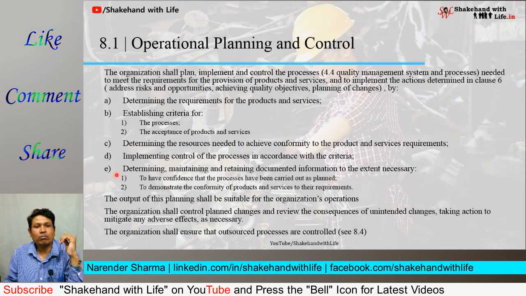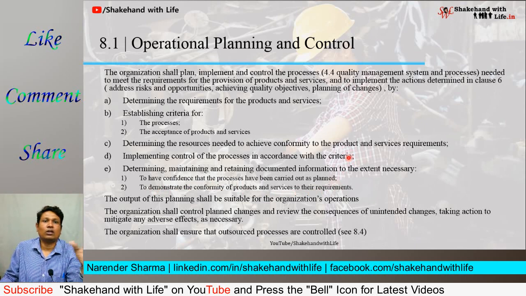And clause E says determining, maintaining and retaining documented information to the extent necessary. For operational planning and control, the organization has to maintain and retain documented information. Why? To have confidence that the processes have been carried out as planned. The processes have actually been carried out as the organization planned. So for this, data collection plans are there, and documents or records should be there for the data collection. It also demonstrates the conformity of the products and services to their requirements. When data is collected in a process for manufacturing a product or delivering a service, it shows that the conformity of the product and services is going to be met.